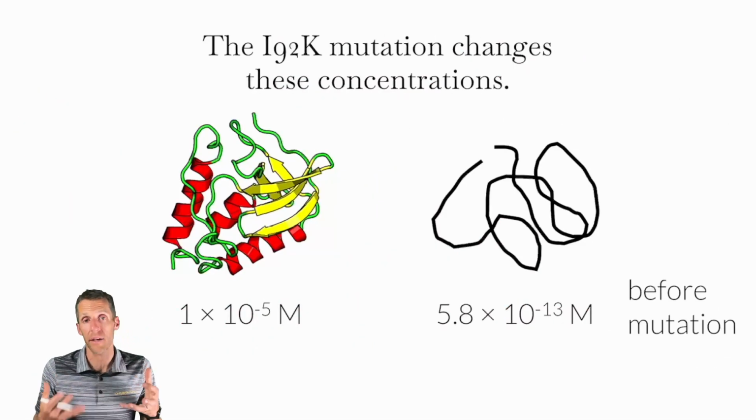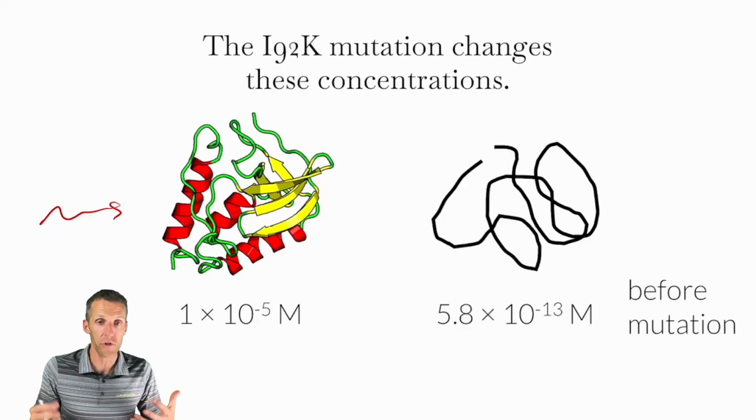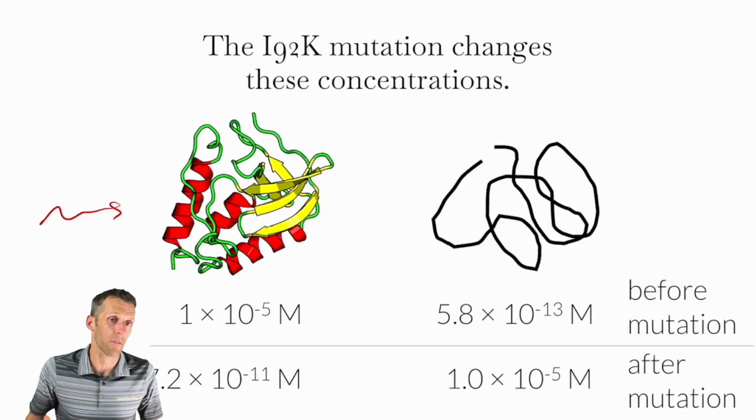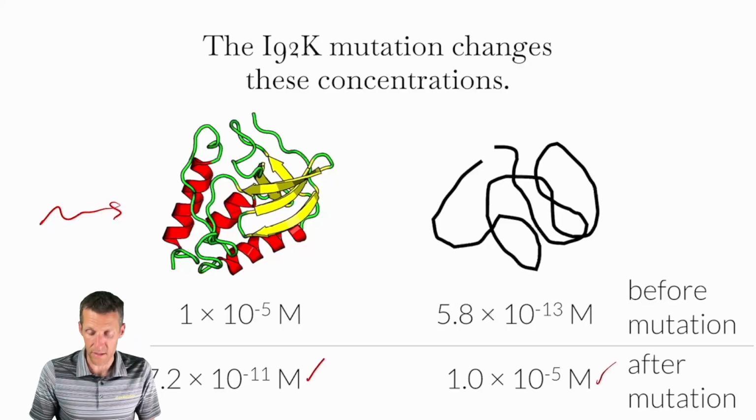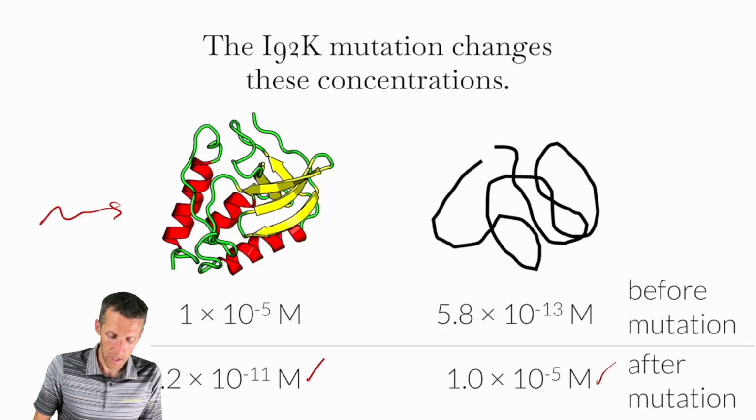Now we introduce the I92K mutation using molecular biology. We make the protein, we put it in the lab, and we do our spectroscopy experiment again. We measure it, and we see a new set of concentrations. Now the concentrations have gone to 10 to the minus 11 over here and 10 to the minus 5th here. So big change in those concentrations.